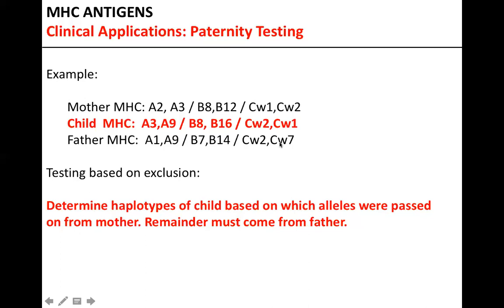The child has C2 and C1, so the child could have gotten C2 from the father and C1 from the mother. But the real discrepancy is right here. B8 came from mom, so B16 should come from dad, but dad doesn't have B16. So this is not the child's father. This is an important application of MHC antigen testing or tissue typing.